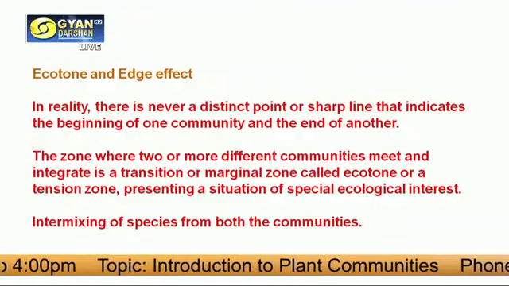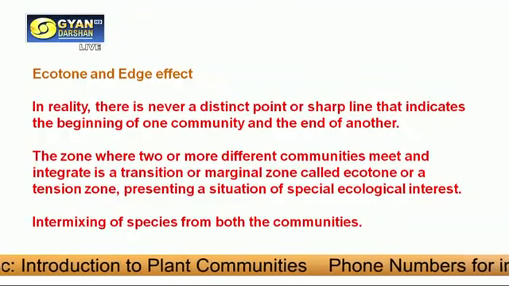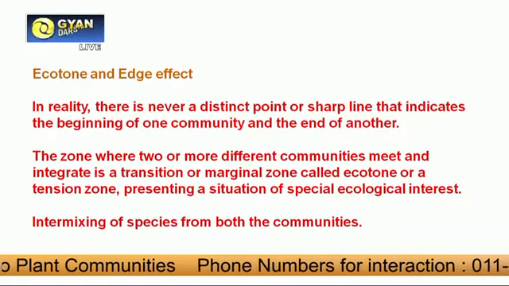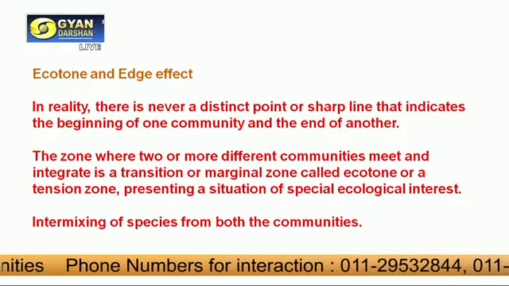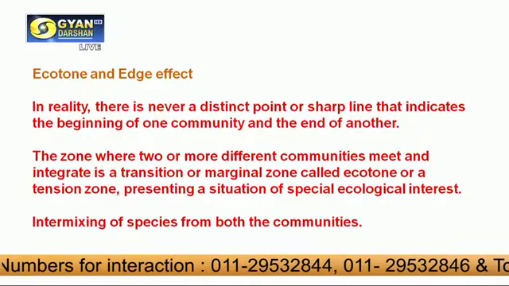Where does one community end and another community begin? It is very difficult to mark a demarcation. It is very difficult to mark a transitional zone also. But ideally, there is a transition zone. So, in reality, there is never a distinct boundary, or you cannot imagine a sharp point or a distinct line that demarcates one community from the other.